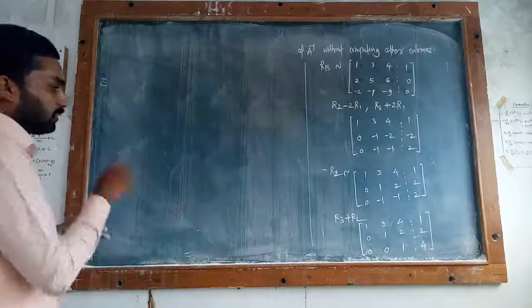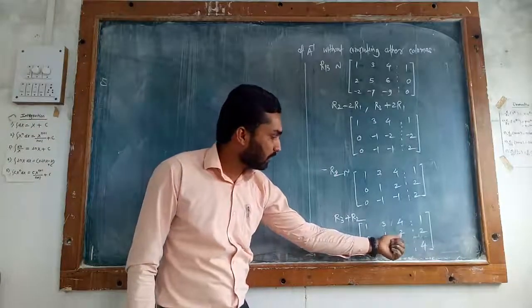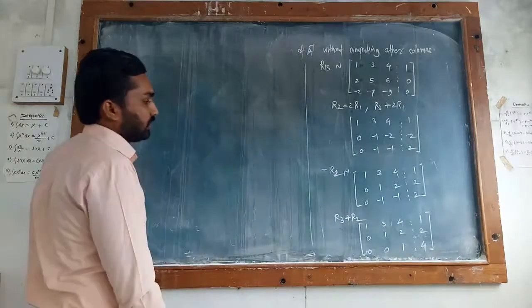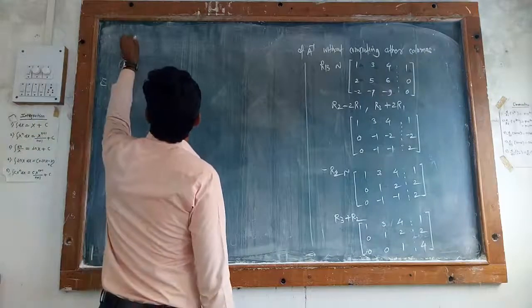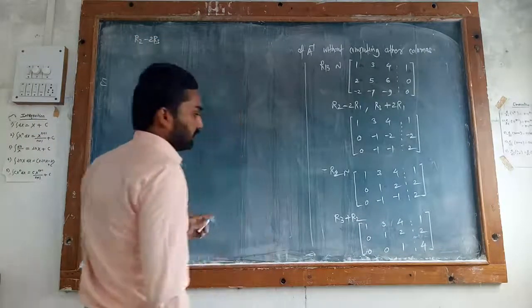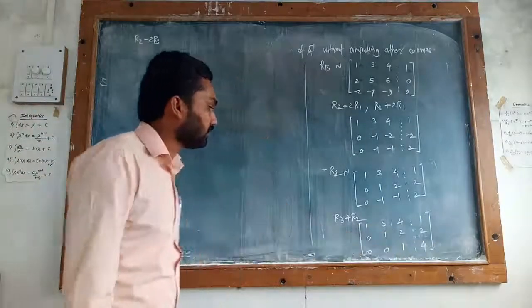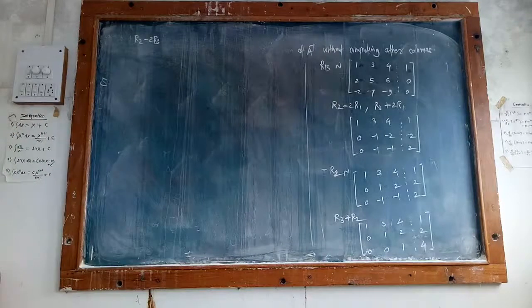Okay. So what is your row operation? We have to make this element 0. How to make this element 0? So we have to take the row operation R2 minus 2 times R3. What is your row operation? R2 minus 2 times R3. So it becomes easy.